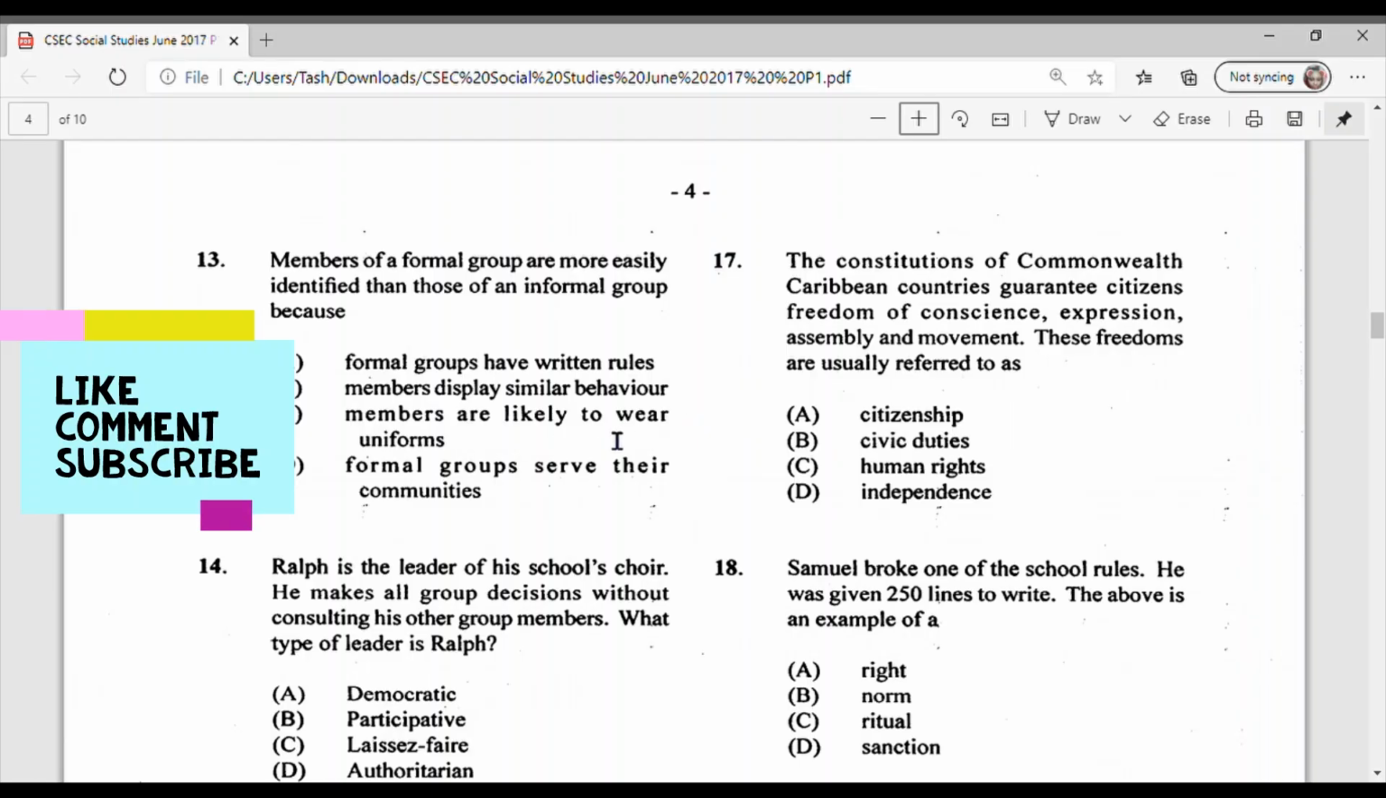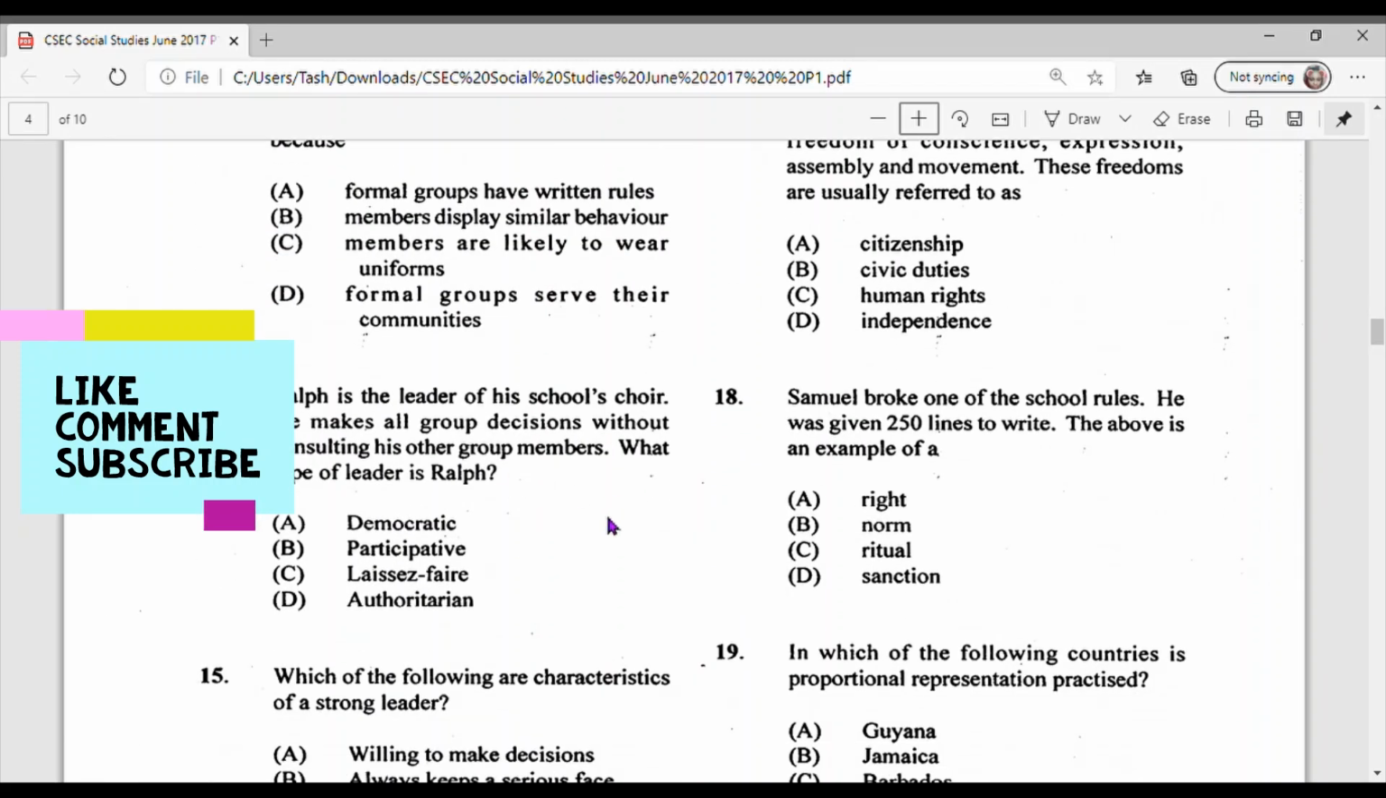Members are likely to wear a uniform. Yes, they are. And once you see someone in that uniform, it would be easy for you to identify them as a member of that formal group. D. Formal groups serve their communities. So your answer for number 13 would have been letter C. Number 14. Ralph is the leader of his school's choir.